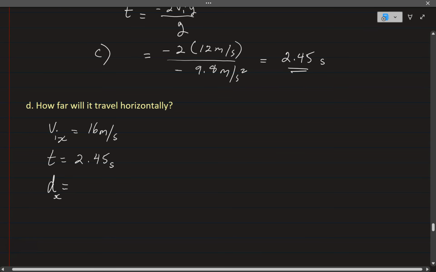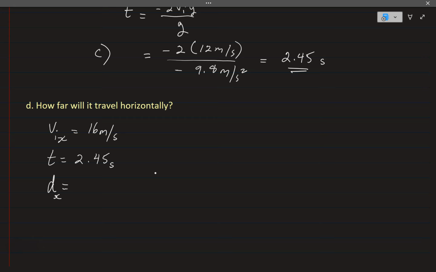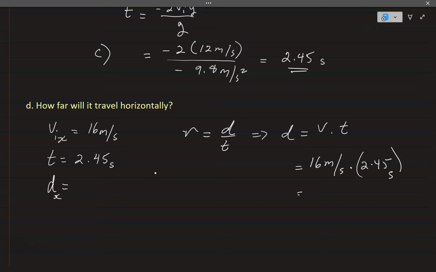In this case, it's simply this equation we have, v equals d over t. We're solving for d. Rewrite this: d is equal to v times t. All right, and then plug numbers in. We have 16 meters per second times 2.45 seconds, and you'll get d equals 39.2 meters. That is how far it travels horizontally.